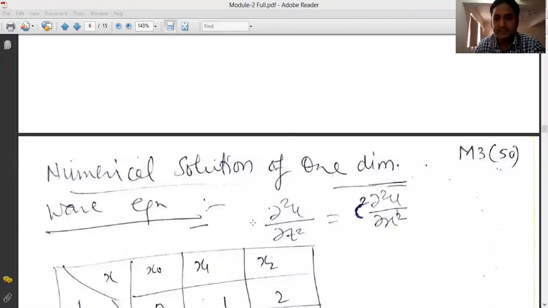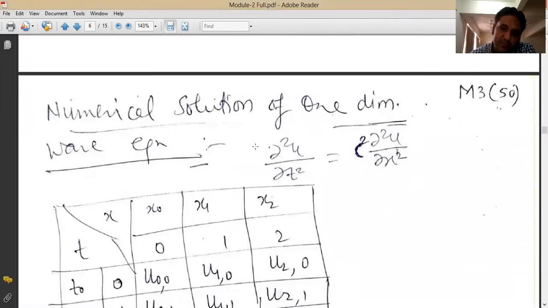The topic which we are discussing now is how to numerically solve the one-dimensional wave equation, heat equation, and the Laplace equation. This topic is given in Module 2 of Applied Mathematics 3 for the third semester of the mechanical, automobile and civil branches. First of all, we will discuss the solution of the one-dimensional wave equation. That is the shape of the one-dimensional wave equation.